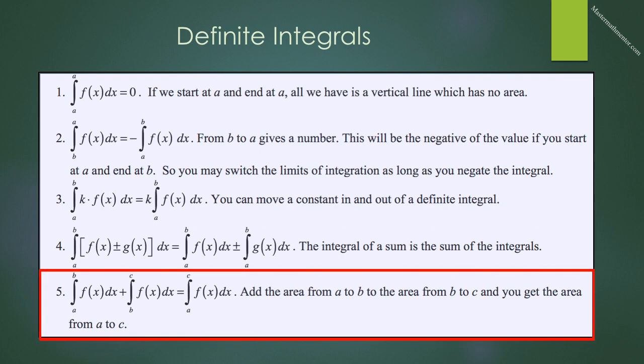The 5th rule says that the integral from a to b of f of x dx plus the integral from b to c of f of x dx is equal to the integral from a to c of f of x dx. This states that if you add the area from a to b to the area from b to c, you get the area from a to c. It makes no difference whether a, b, and c are positive or negative numbers. This statement still always holds.